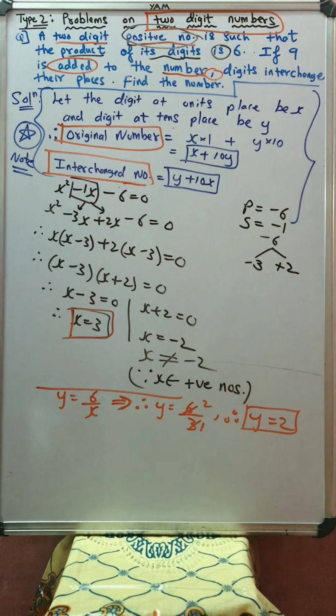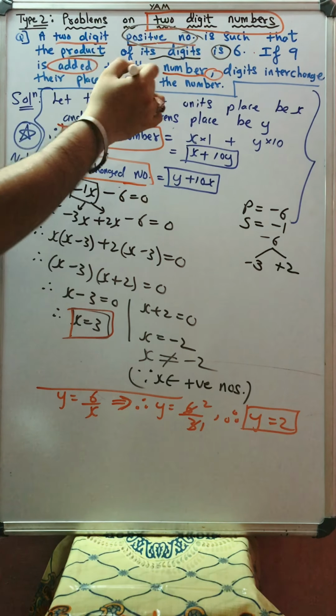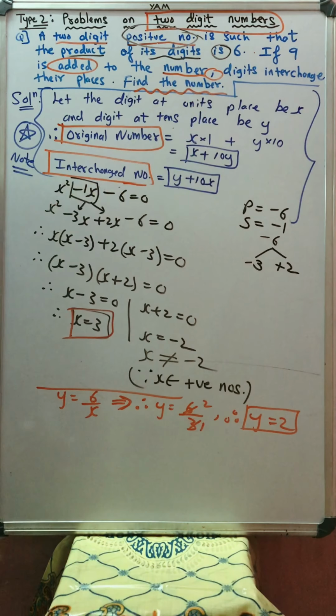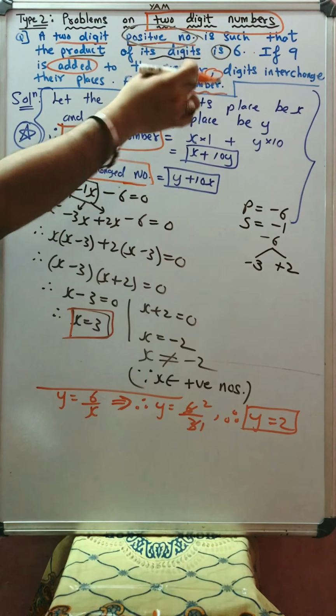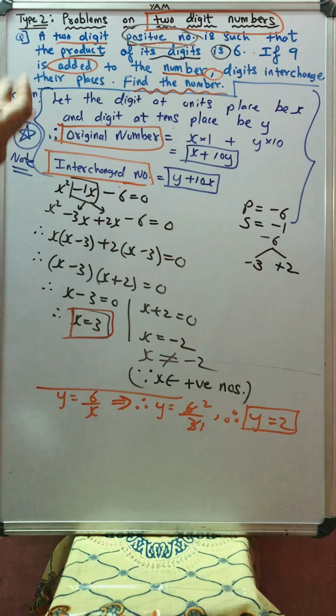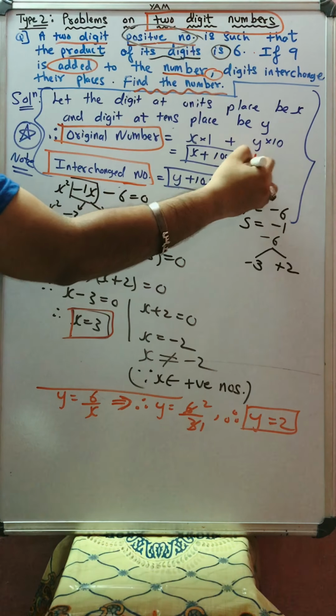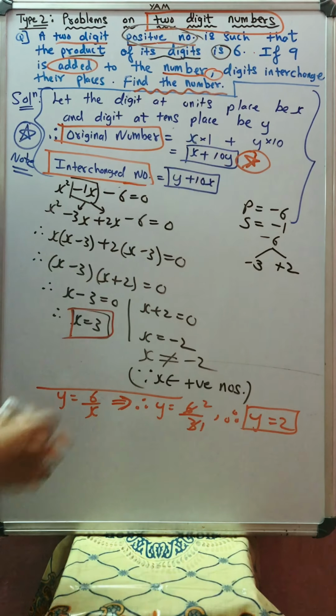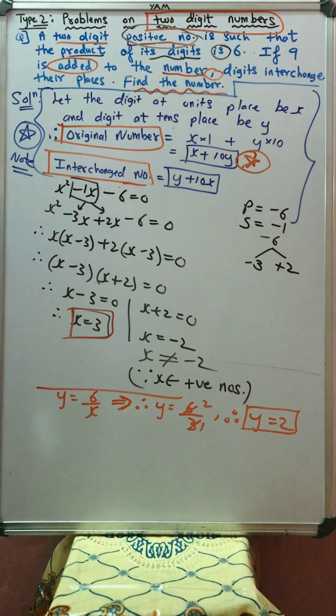Is this my final answer? If you stop here, you'll get 1 mark less. Because what is asked? See once again the question. Find the number. We need to find the number. And number means the original number. Whenever they just say number, it means original number. And what was our original number? Our original number was x plus 10y. So we have to find the original number.